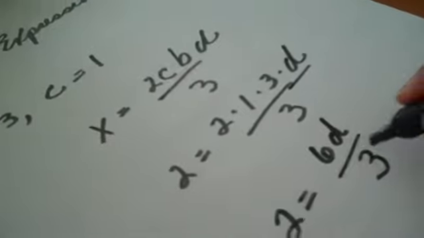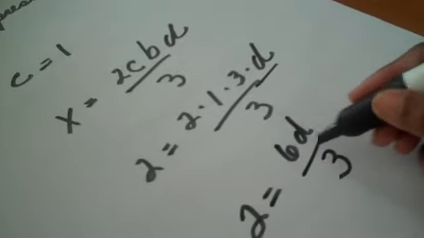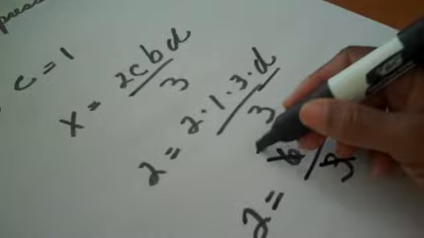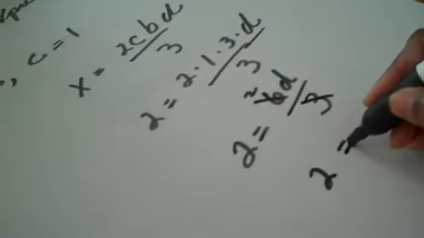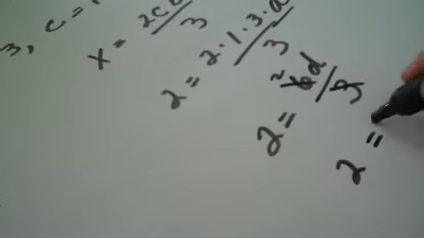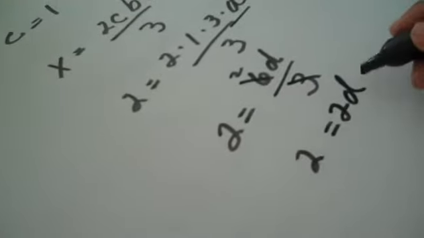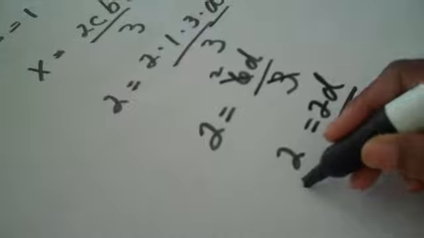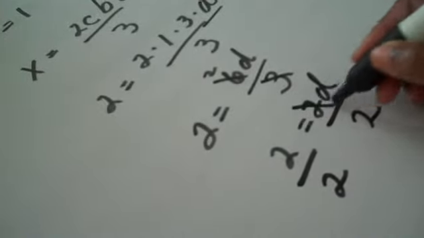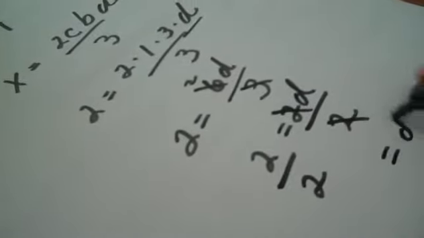Now, 3 will divide into the 6, so let's do that. Simplify that out. And we'll have 2 equal to 2d. Then we divide both sides by 2. And these divide out. So d is equal to 1.